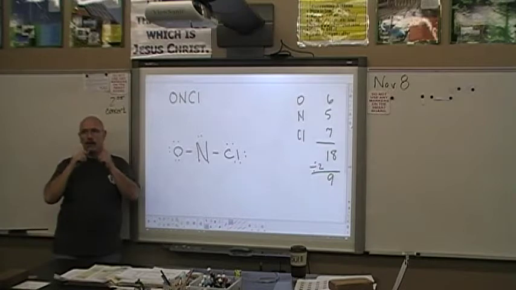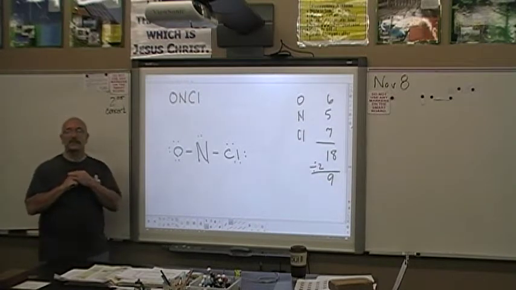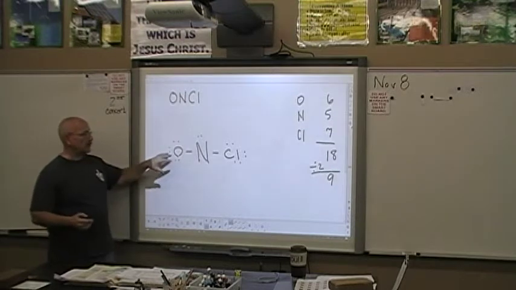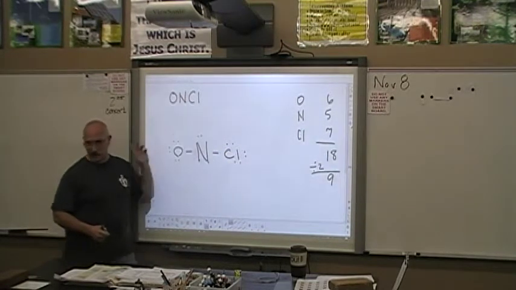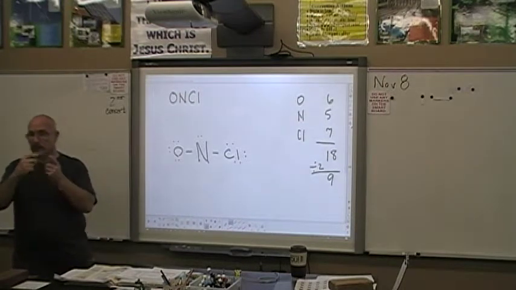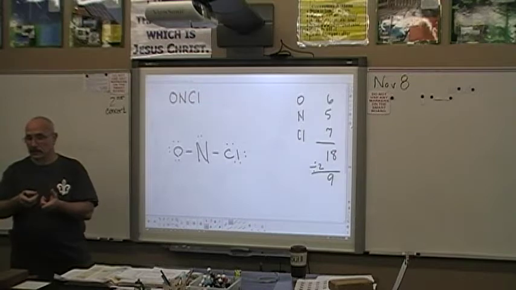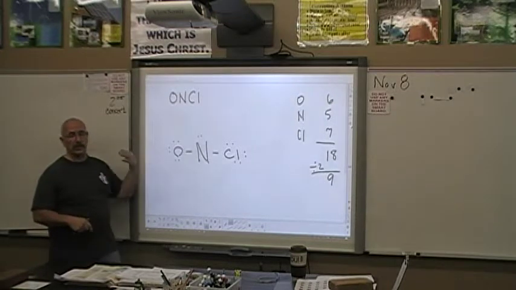No. Why not, Victoria? Because nitrogen doesn't have a full octet. Nitrogen's only got 6 electrons. Even though oxygen's got 8 and chlorine's got 8, nitrogen's only got 2, 4, 6. So then it says, if not, what do I need to do? You make double bonds. Steal a pair of electrons from one of these 2 and turn it into a double bond.